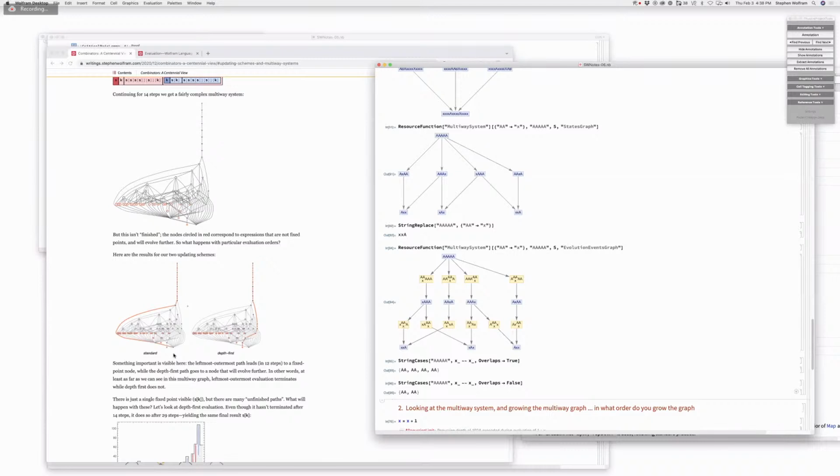Right. Let's see. Richard has a few comments here. I want to look at these. Let's see. There's comments about decidability.